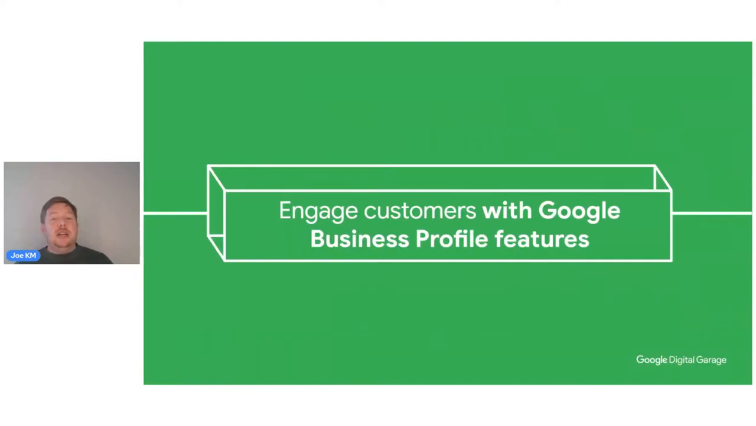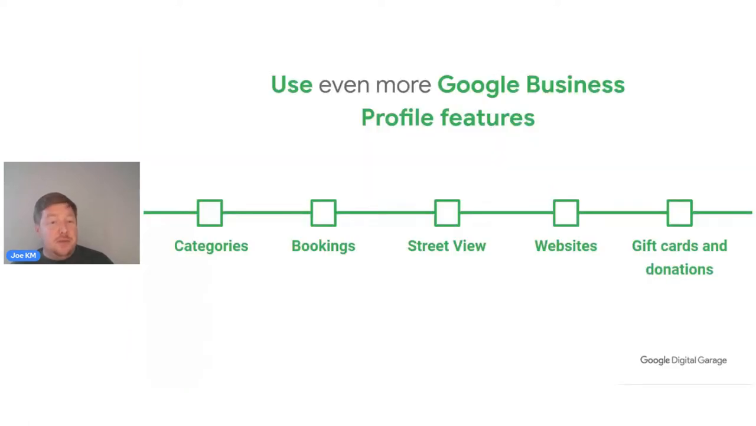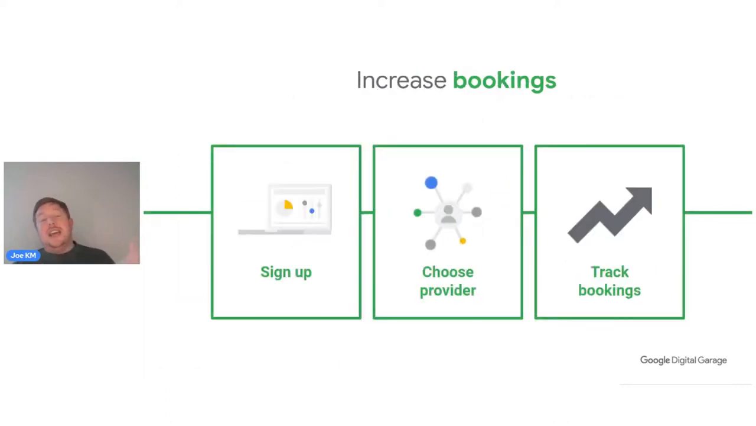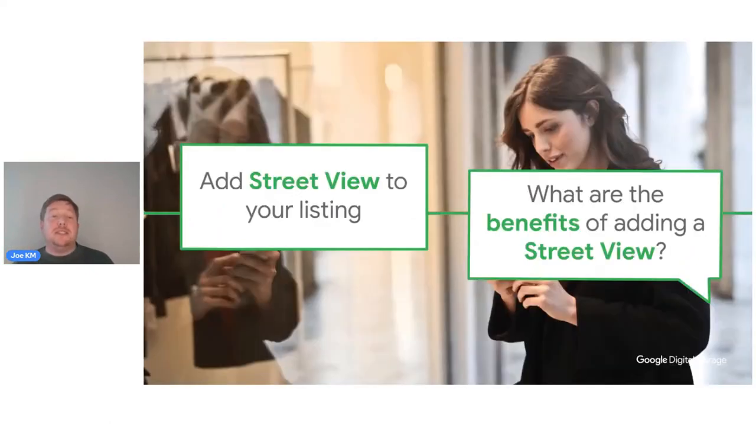What you can do is have a look at engaging customers with Google's business profile features. There's a good few of them. You've got categories, booking, Street View, websites, and gift cards with donations. A thing to bear in mind is I've talked about how to add this. You just simply select the category that's relevant to you. Once you've done this, like I mentioned before, you sign up to a platform, you choose your provider, and you can track the bookings.